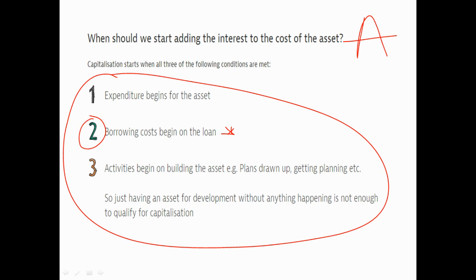Condition number three, activities begin on building the asset, for example getting plans, planning, etc. Maybe we are talking about the planning activities, so that you can get started on the construction of your building. So these are the three conditions that should be met before you actually think about capitalizing borrowing costs. We said expenditure is being incurred, borrowing costs are being incurred, and lastly, the activities.